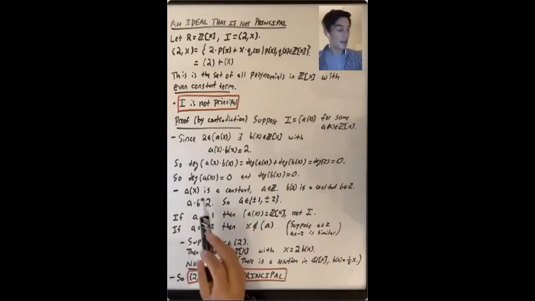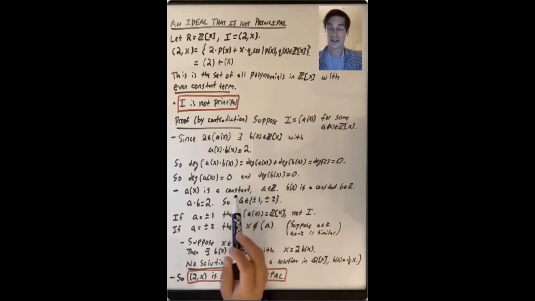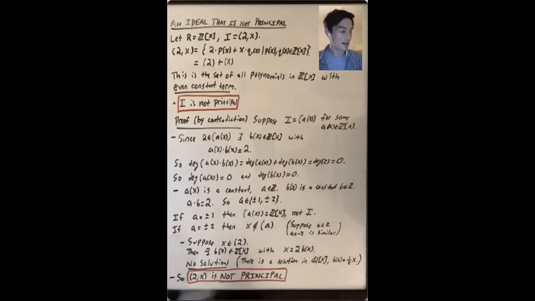So that means A(X) is a constant polynomial, so it must actually just be some element in Z. And B(X) is a constant polynomial also. So I'm going to stop writing A(X) and B(X) and just write A and B.